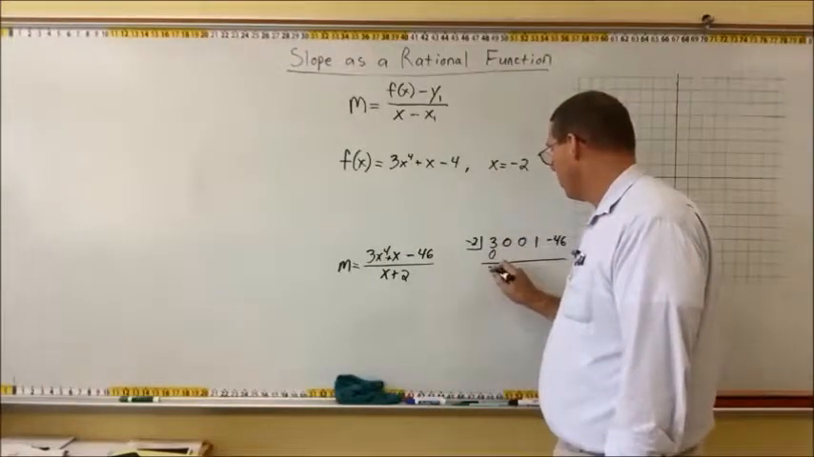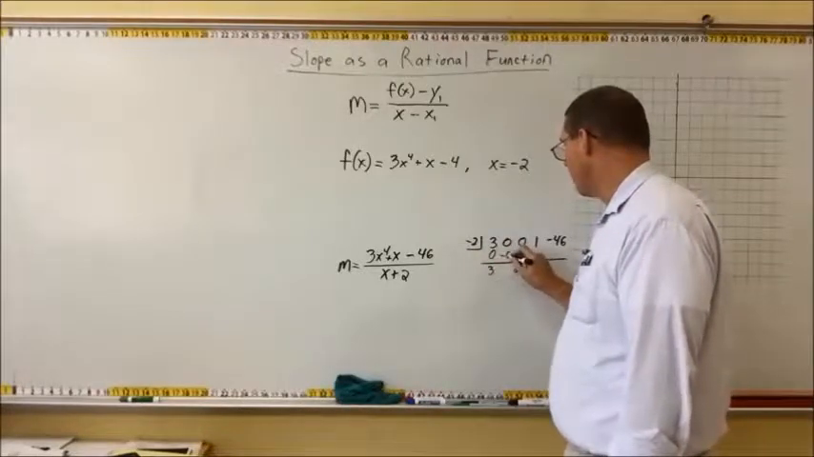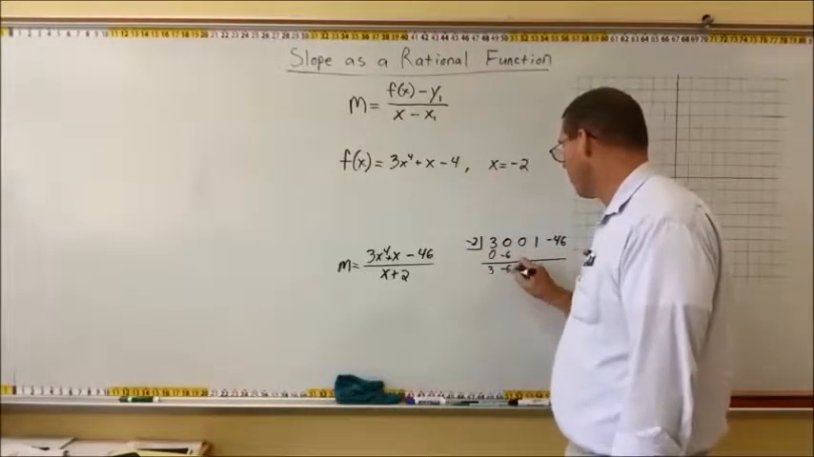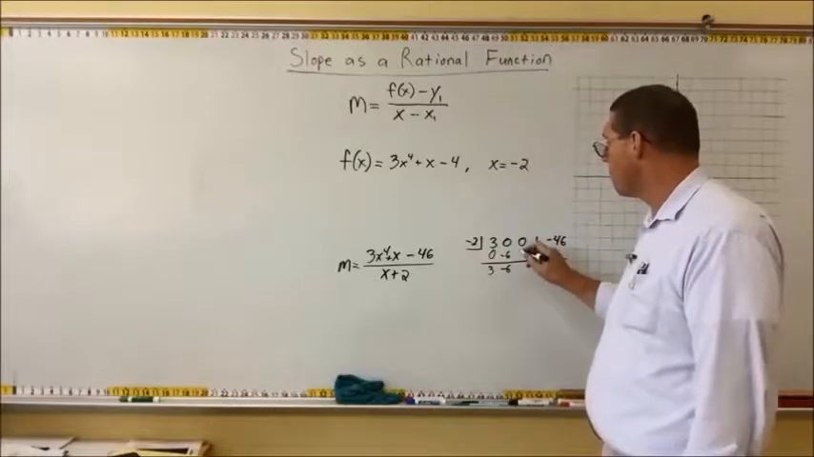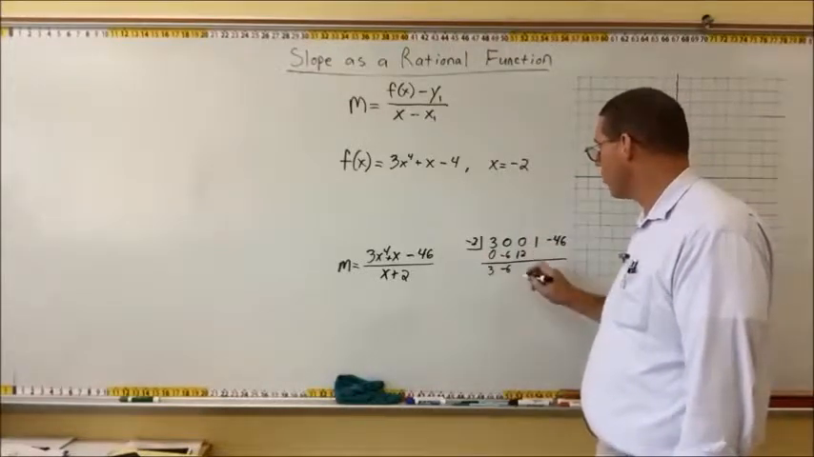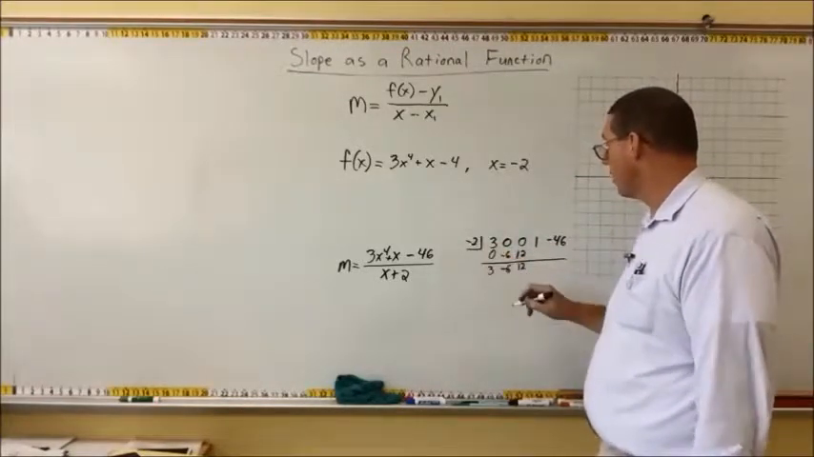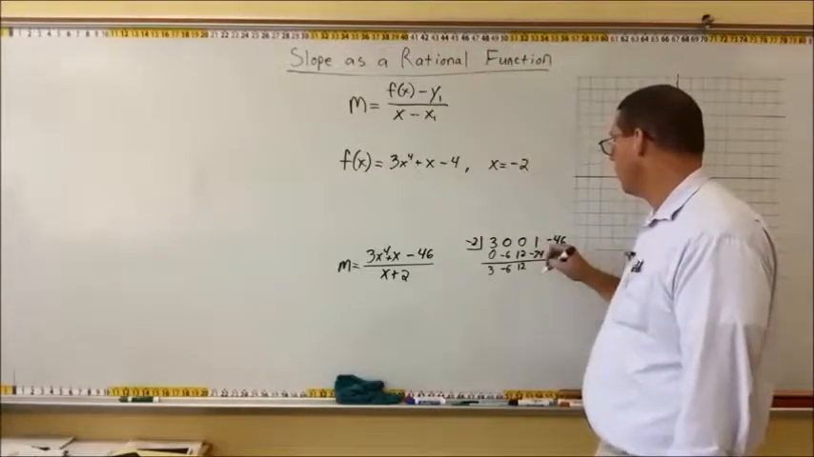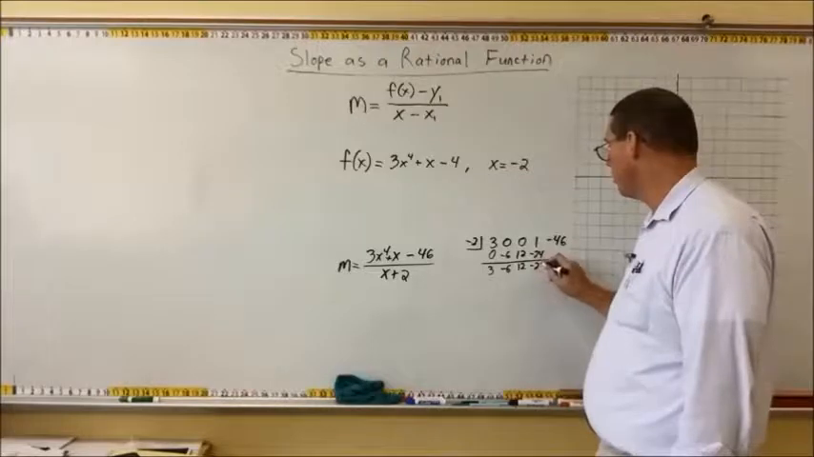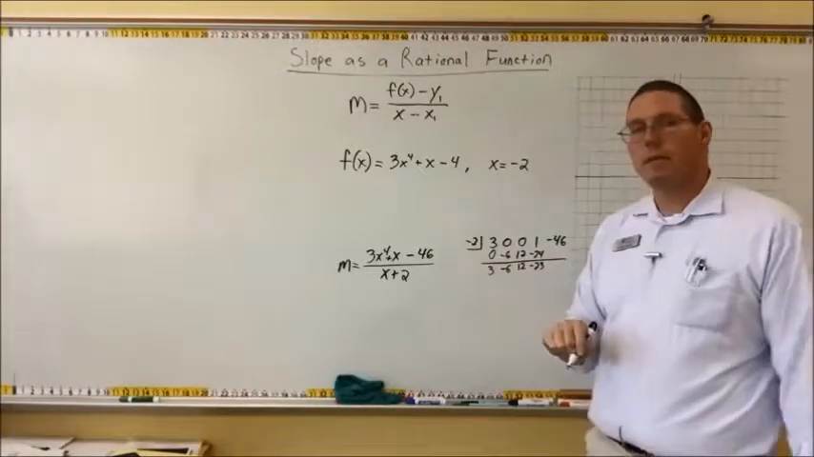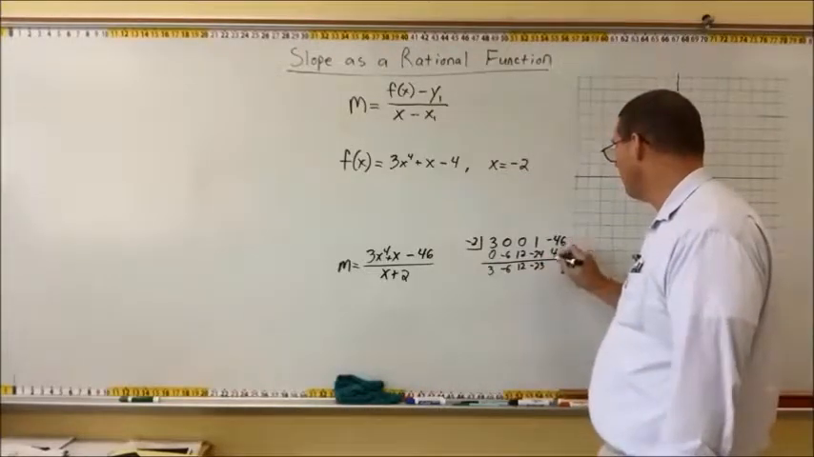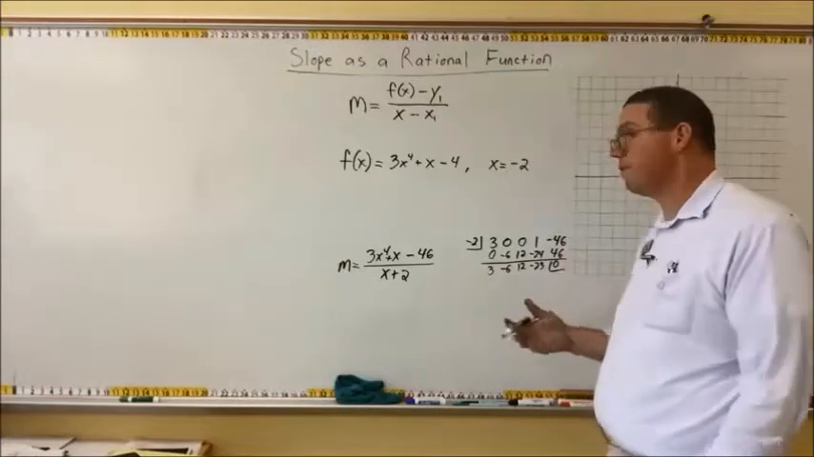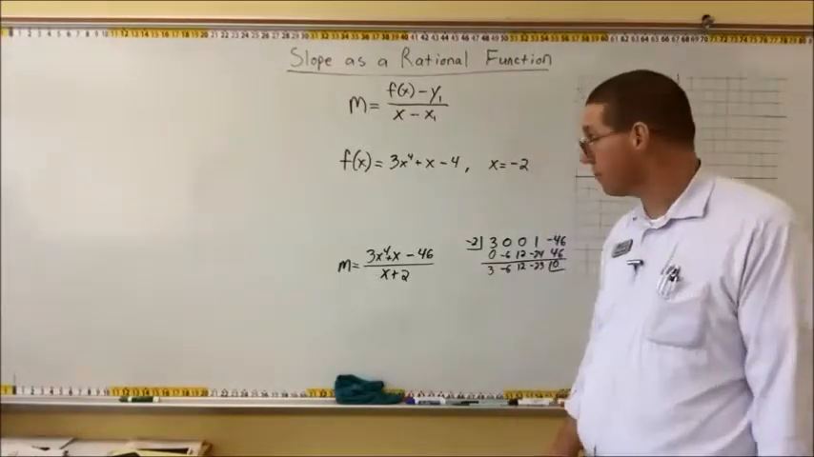3 plus 0 is 3. 3 times -2 is negative 6. Plus 0 is negative 6. Negative 6 times negative 2 is positive 12. 12 plus 0 is 12. 12 times negative 2 is negative 24. And negative 24 plus 1 is negative 23. Negative 23 times negative 2 is positive 46. And negative 46 plus 46 is 0. So we sure enough did. We got a remainder of 0.